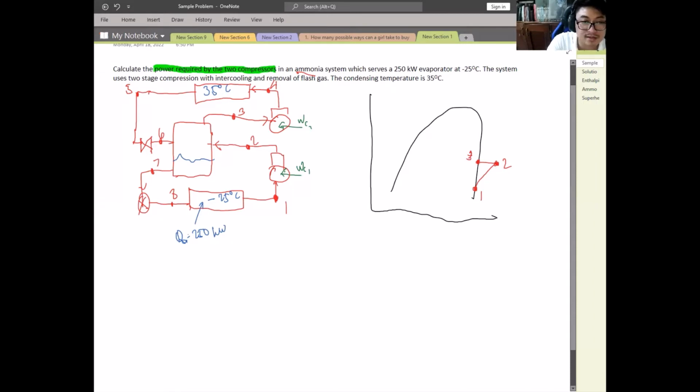So next, from point 3 to point 4, again the compressor.